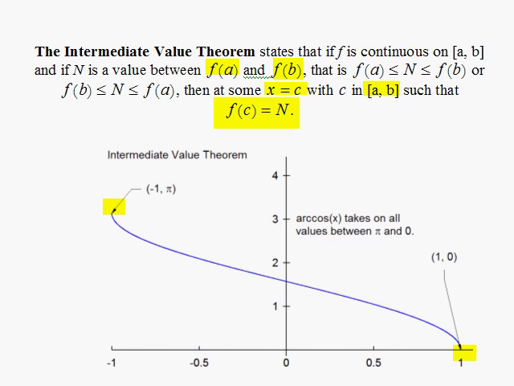Okay, so here's our example. This is the arc cosine function. When x is minus 1, the arc cosine function is pi. When x is 1, the arc cosine function is 0. So the values at the two endpoints are pi and 0. The theorem states that the function takes on every value between pi and 0, between minus 1 and 1.